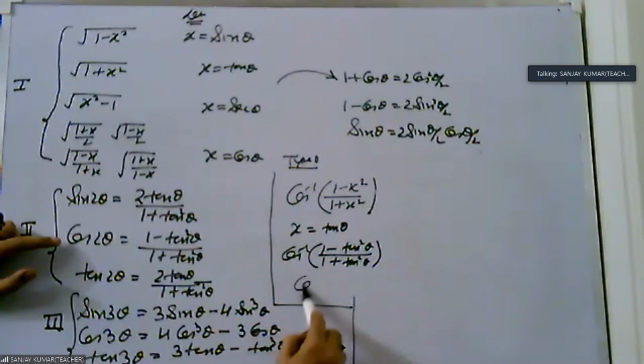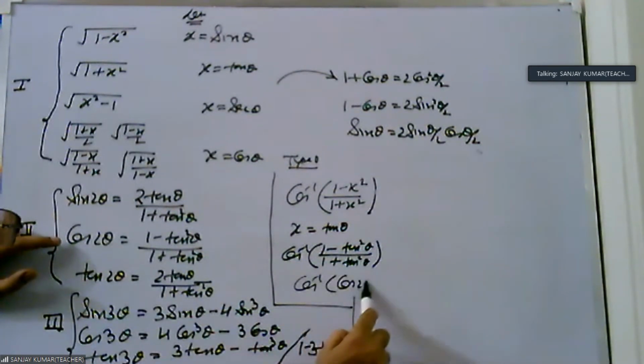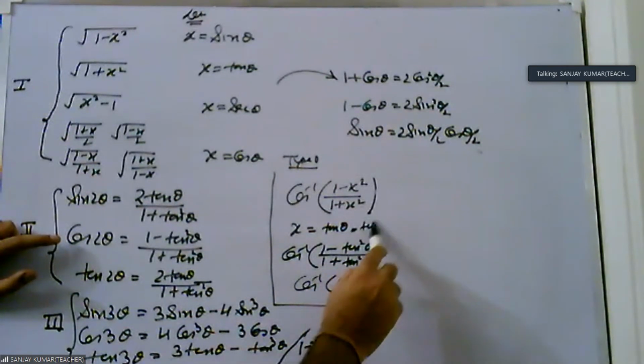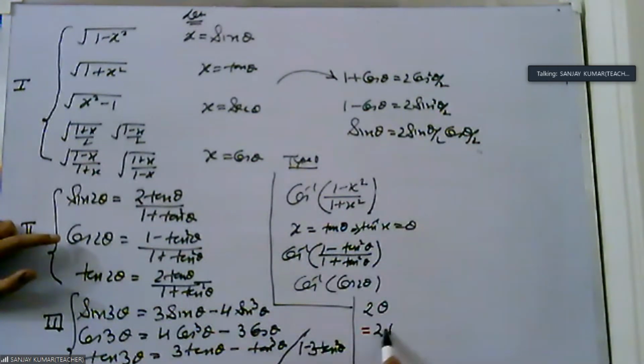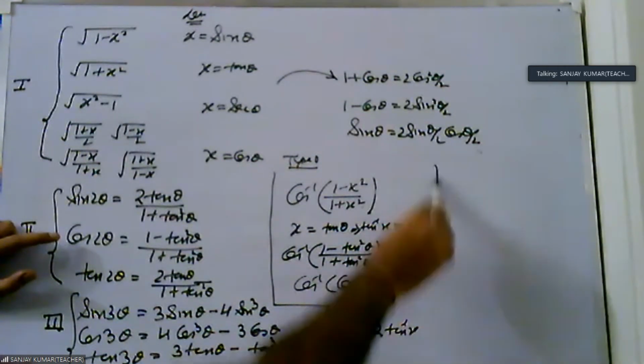That is, this is cos 2 theta. Now cos is cancelled with the cos. So we have 2 theta. Now what is theta? Theta is tan inverse x. The answer is 2 tan inverse x.